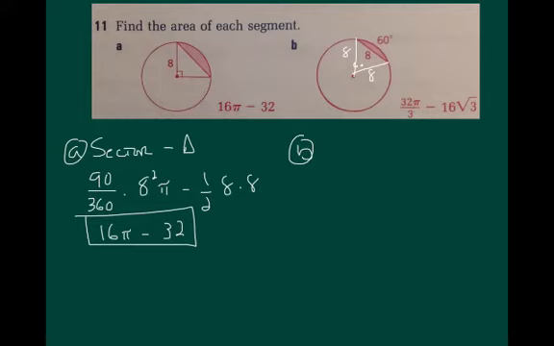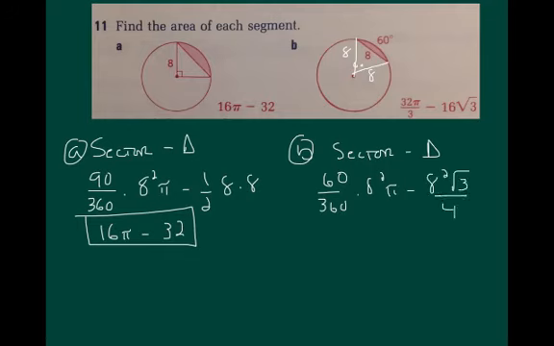So to find the area of the segment, I'm going to take the area of the sector minus the area of the triangle. The area of the sector, of course, will be 60 over 360 times 8 squared pi minus the area of the triangle. And I'm going to use the formula we developed for the area of a regular triangle, which is 8 squared root 3 over 4. If I simplify this, I get 32 pi over 3 minus 16 root 3.